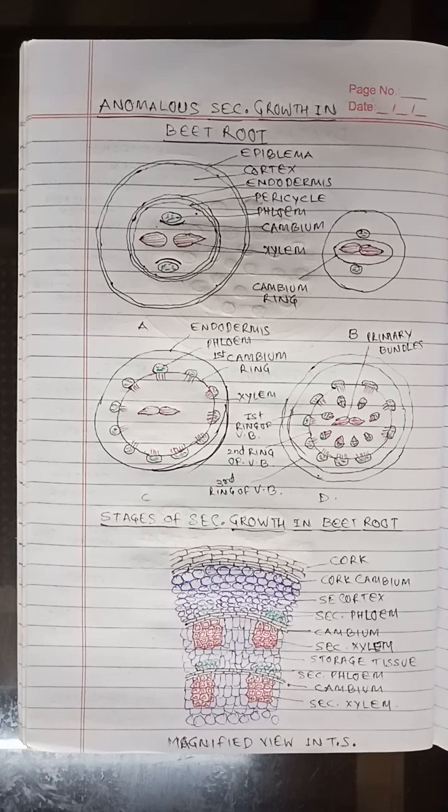It grows on both the sides toward the protoxylem element, and it forms into a cambium ring. This is the first ring of cambium. Though the development of first cambium ring is normal, its function is abnormal.